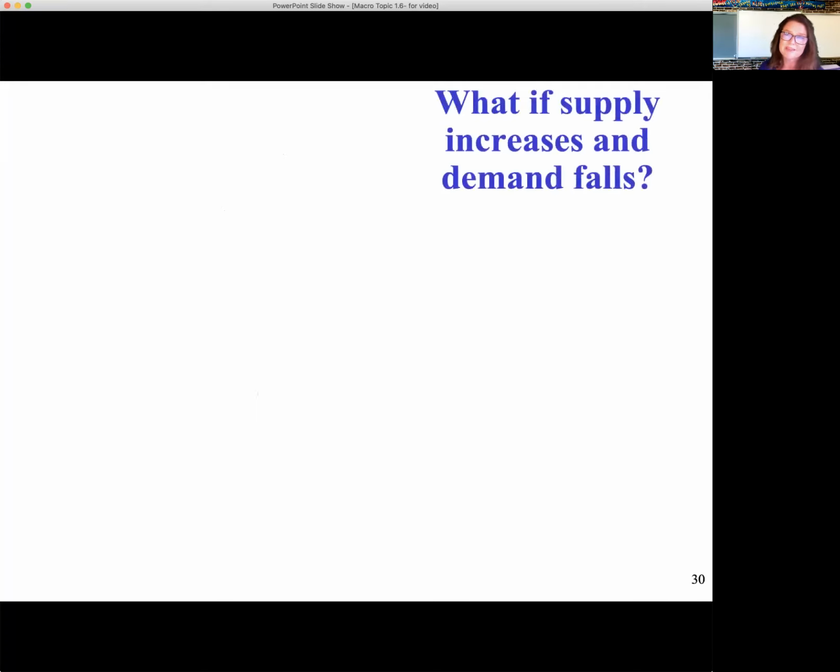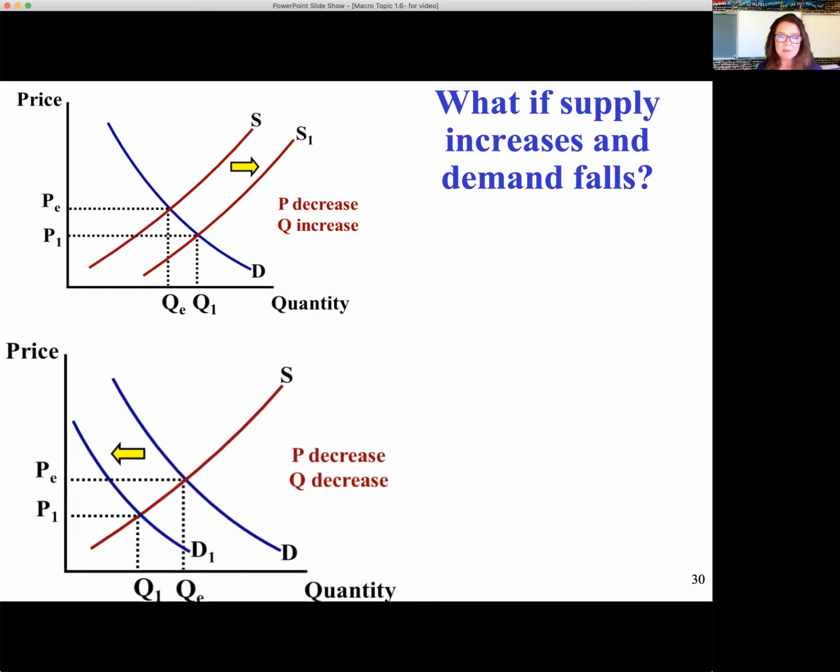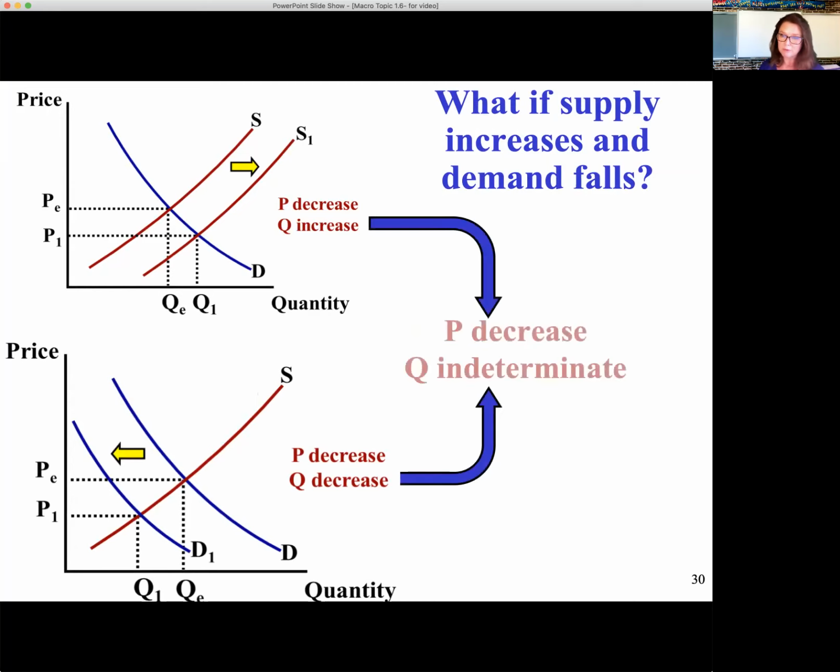Let's do another one. What if supply increases and demand falls? So draw these really quickly in your notes so you can see it. With me? Okay. All right, so first we're going to do the supply increase. That's going to be a rightward shift, so we can see that the price goes down, quantity clearly goes up, and then when we do a leftward shift on demand, we have our price coming down and quantity going down. So what do we end up with both? Price decreased in both scenarios for sure. Quantity indeterminate because it went left in one and right in the other.